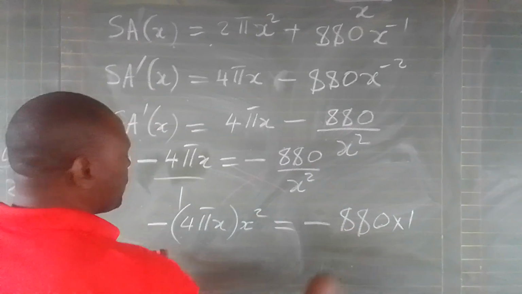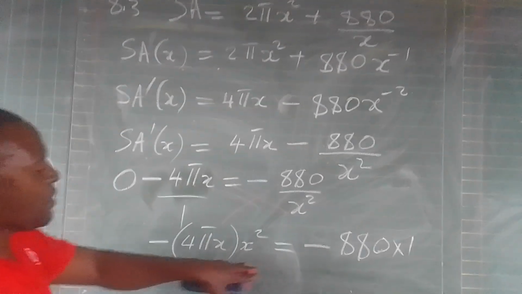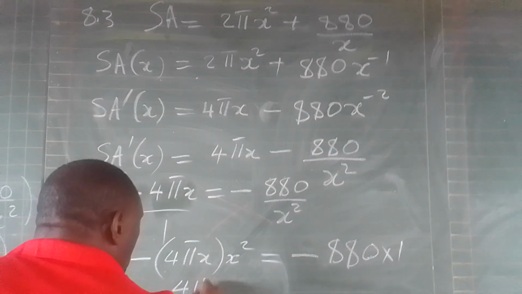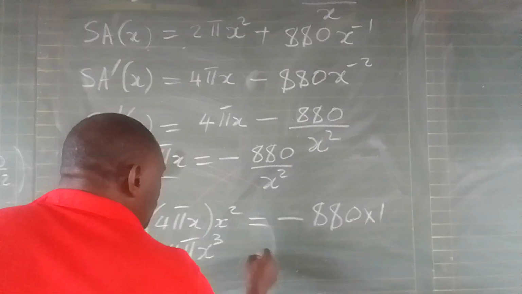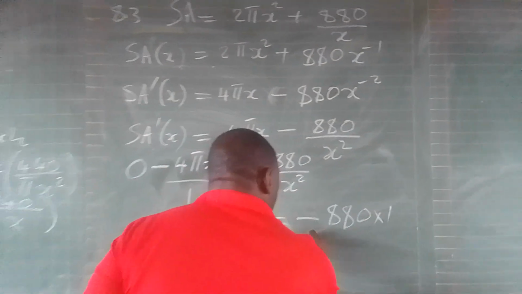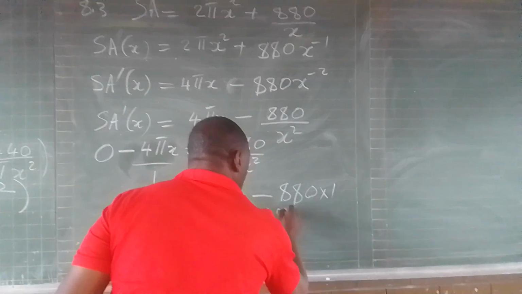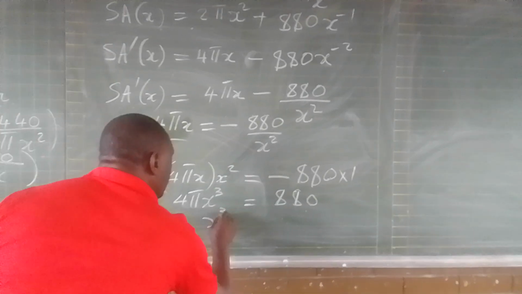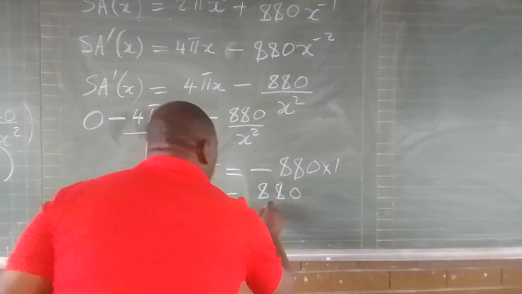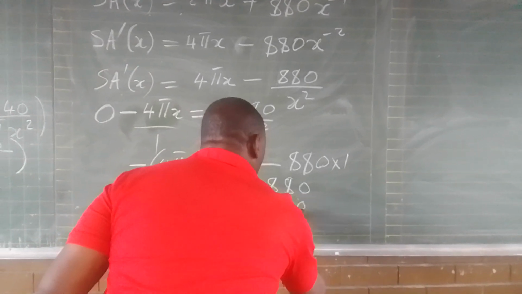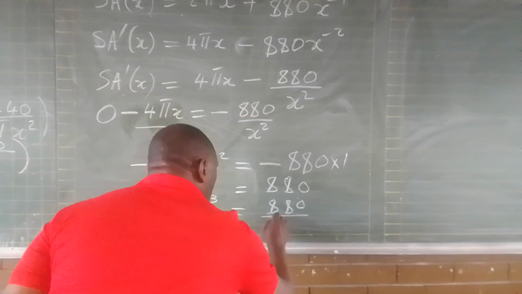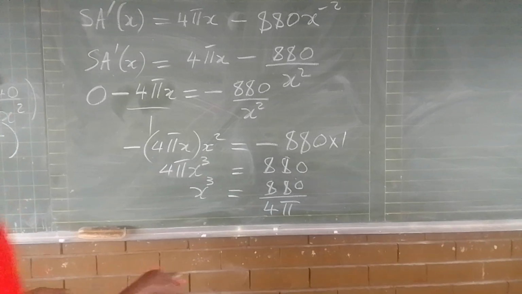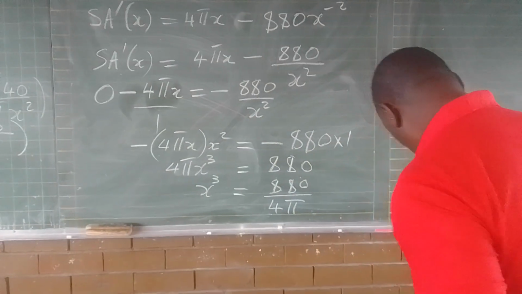Now we multiply throughout by a negative to get a positive. Now we have 4 pi x cubed is equal to 880. Then x cubed is equal to 880 divided by 4 pi. Now let's see what we get when we divide 880 by 4 pi.